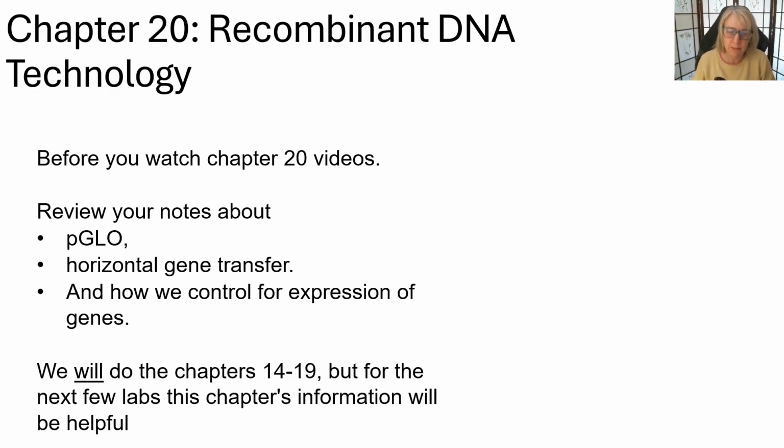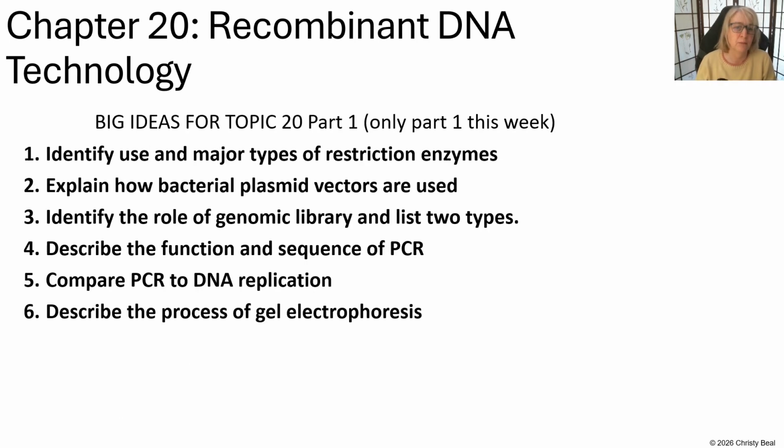We are going to do chapters 14 through 19, and chapter 14 is part of this week's assignments. But for the next few labs, this information is going to help you get through them. So for big ideas here, we're just doing part of chapter 20, and in the homework, I just assigned a little bit of chapter 20 PCR explanations, and then a little bit of a review of chapter 10 when we talked about electrophoresis. Your job is to, in this lecture, figure out what restriction enzymes are and identify them.